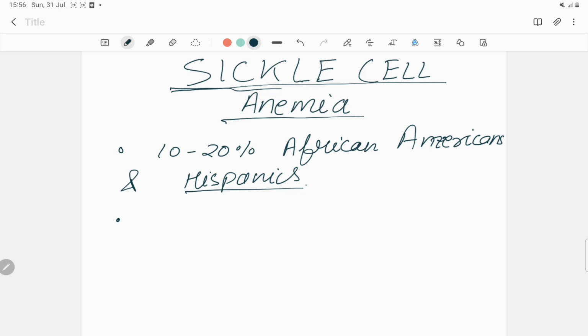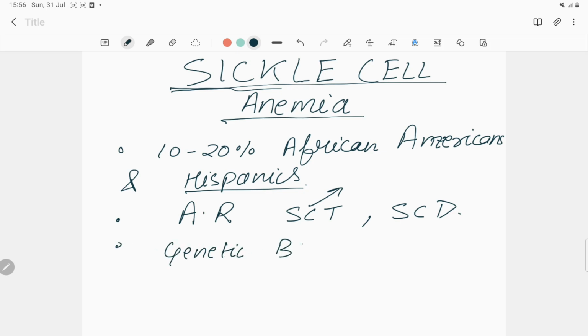The second point is this disease is autosomal recessive. Okay, so it has the sickle cell trait, which is the heterozygous form, and sickle cell disease, the homozygous form. So this is a kind of genetic blood disorder.